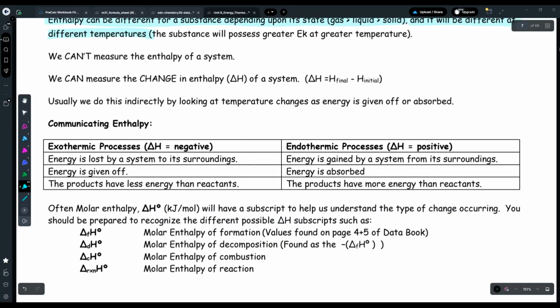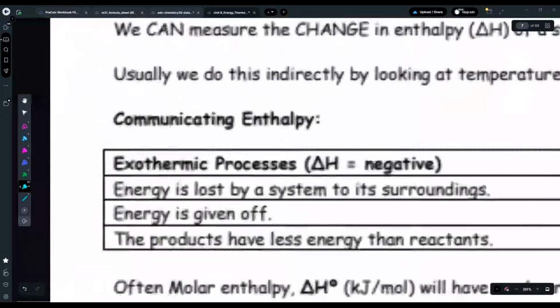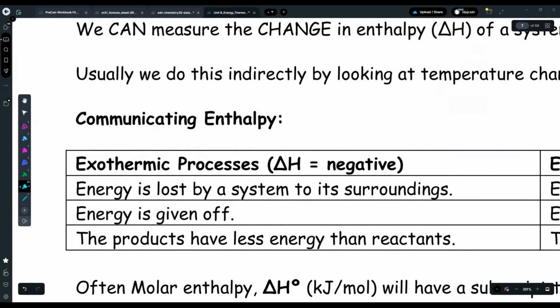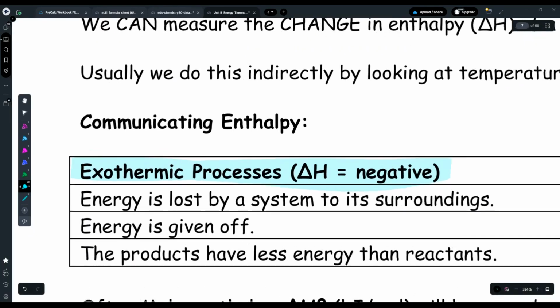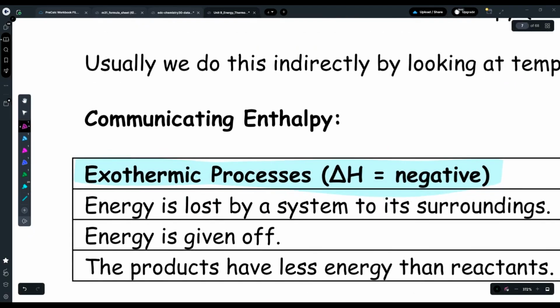So, communicating enthalpy. When you're dealing with an exothermic process or an exothermic reaction, delta H, or change in enthalpy, is going to be negative. As a reminder, an exothermic process is when heat exits your system, or energy exits your system.